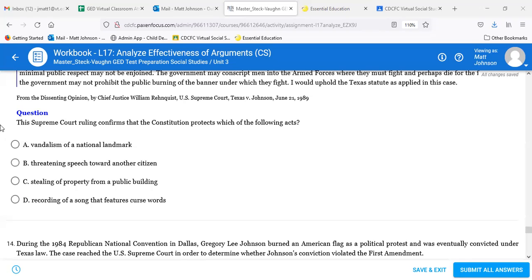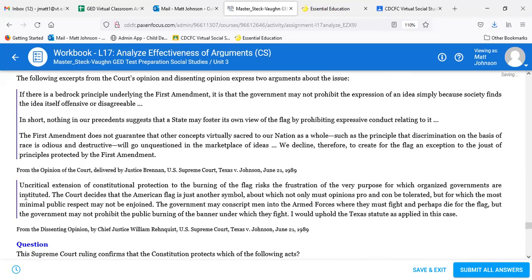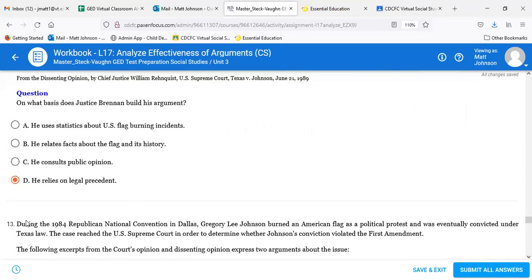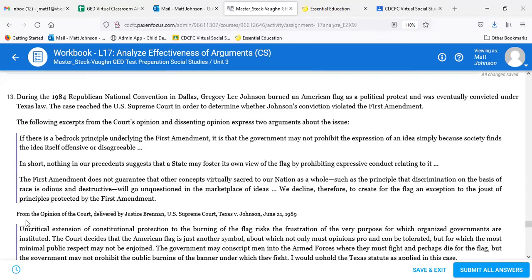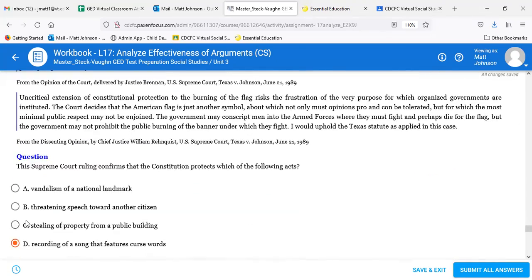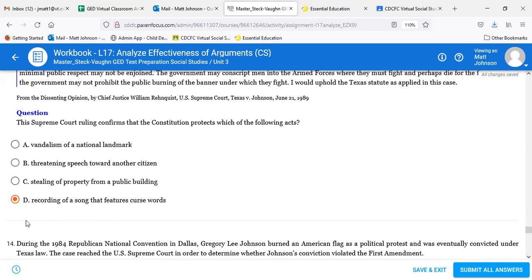So D. This is related to the question before, question 11, about how it guarantees your right to freedom of speech, even if it's offensive, right? So it's related to the idea that you can record a song with curse words. It may be offensive, but you have the right and the freedom to do that. So D as in dog.